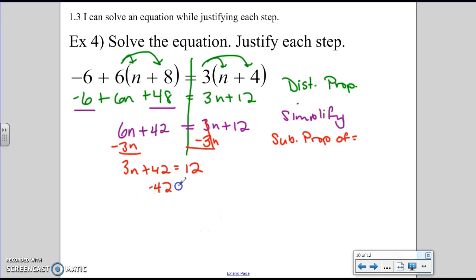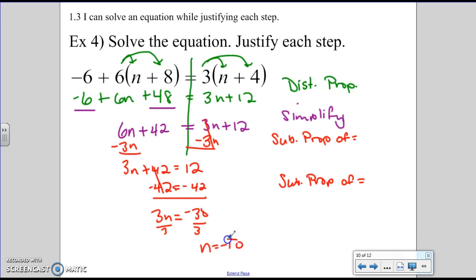I'm going to subtract 42 from both sides. So those cancel, and I get 3n equals negative 30. So again, subtraction property of equality. And then my last step is to divide by 3. So I get n equals negative 10, and that was the division property of equality.